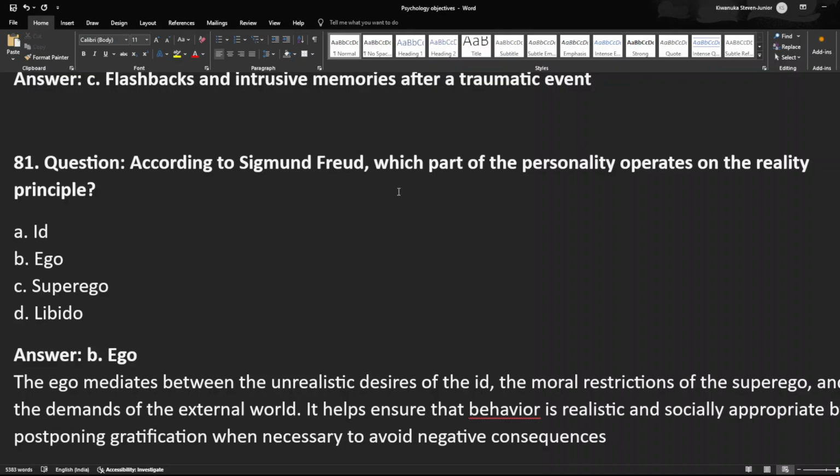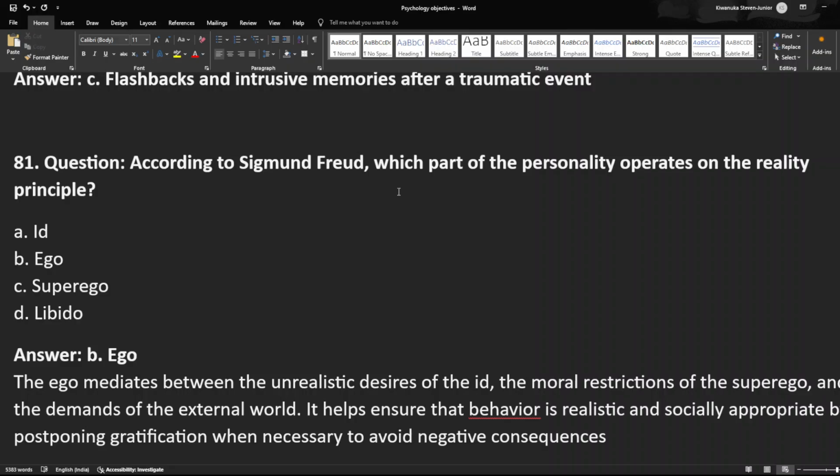According to Sigmund Freud, which part of the personality operates on the reality principle? We see that is ego. The ego mediates between the unrealistic desires of the id, which we talked about, the moral restrictions of the superego, and the demands of the external world. It helps to ensure that behavior is realistic and socially appropriate by postponing gratification when necessary to avoid negative consequences.